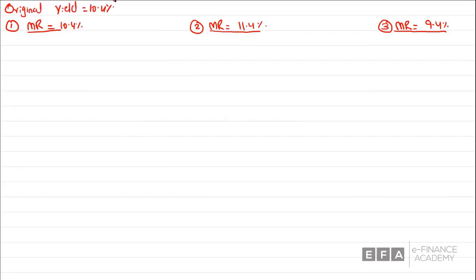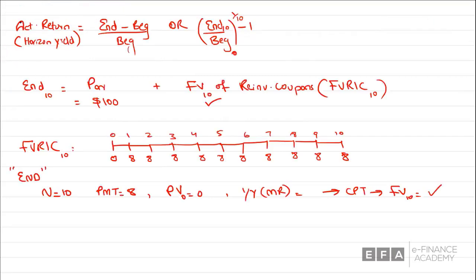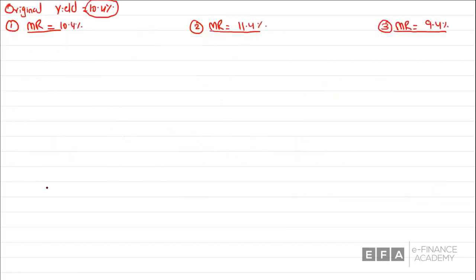It was 10.4%. So without even running through the numbers, you can see that because the investor would be able to reinvest the cash flows at the same rate as the original yield, the horizon yield or the actual return should equal the original yield. And let's prove that. We've already seen the formula. These are the steps you would follow in order to calculate your horizon yield or actual return.